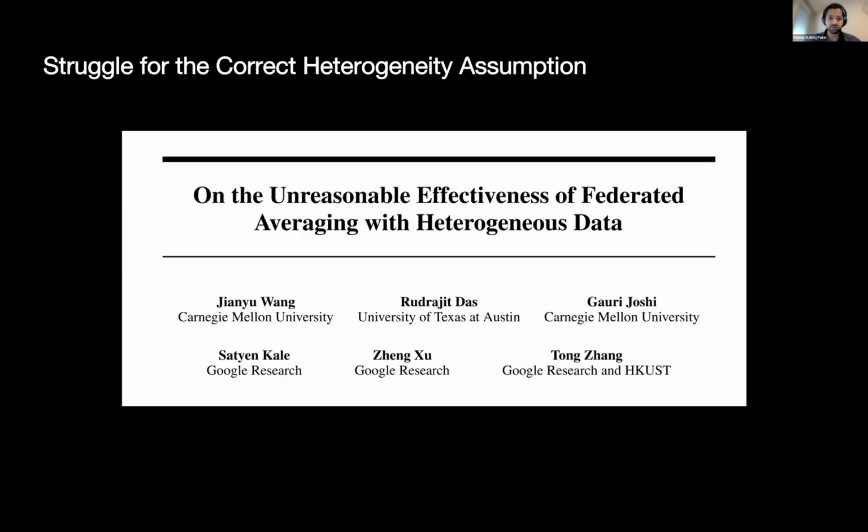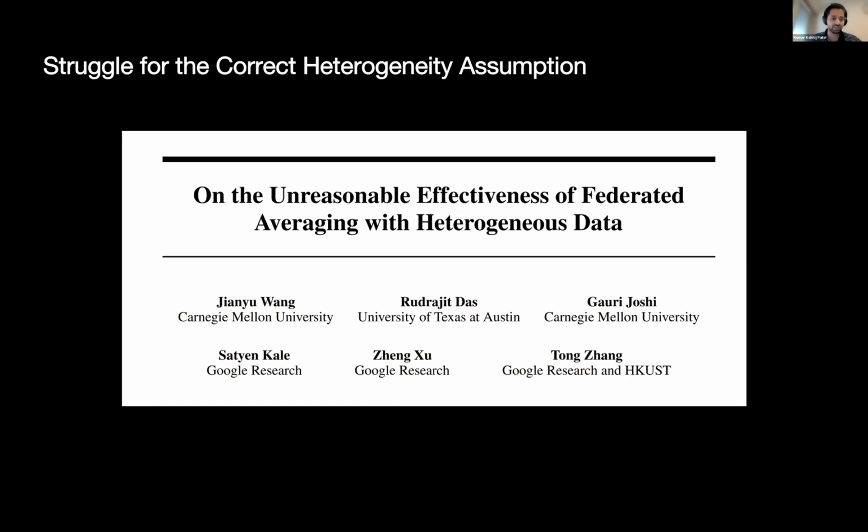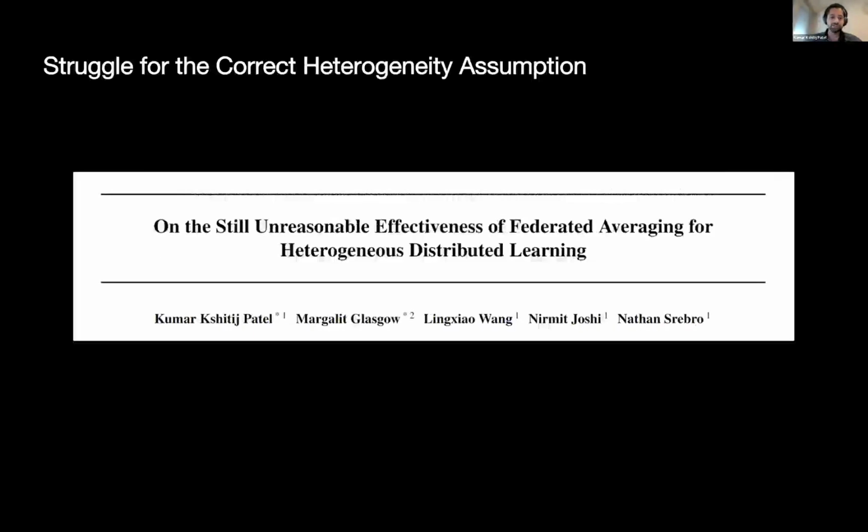So there was this paper, in fact, titled On the Unreasonable Effectiveness of Federated Averaging with Heterogeneous Data, which we followed up by adding a "still" to the title because we still think this problem is very interesting and not very well understood. And yeah, if any of you are interested, we can chat more about what exactly the gaps are and what kind of things we've tried and know don't work, etc.